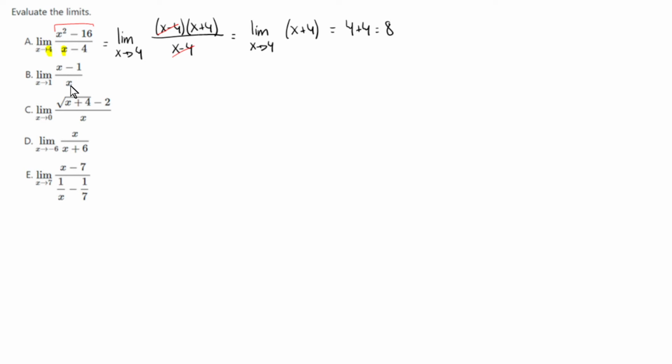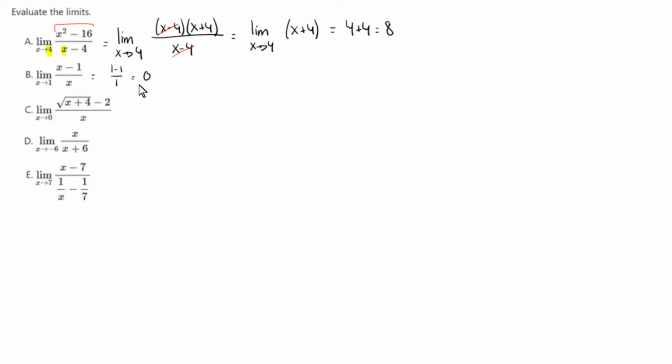In B, we don't have this problem. We can simply plug in and substitute in 1 for the x. So it's going to be 1 minus 1 over 1, which is 0 divided by 1, which is 0. So in this case here, the limit as x tends to 1 of x minus 1 over x equals 0.